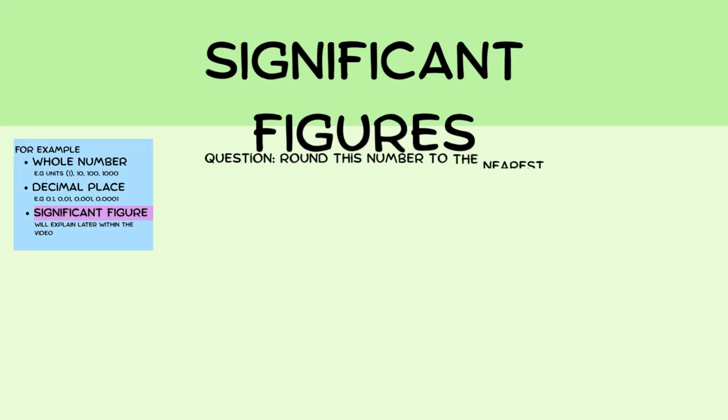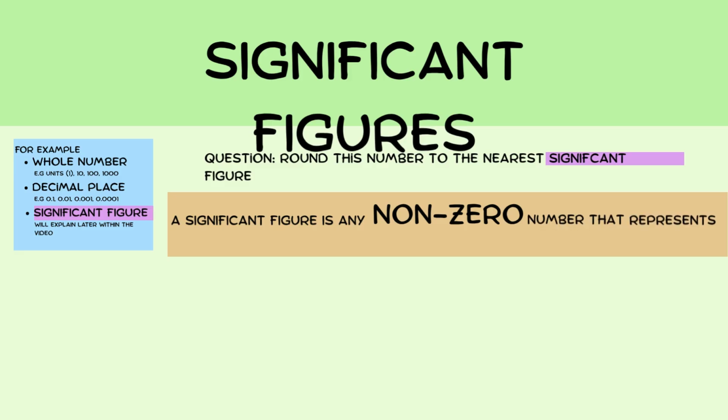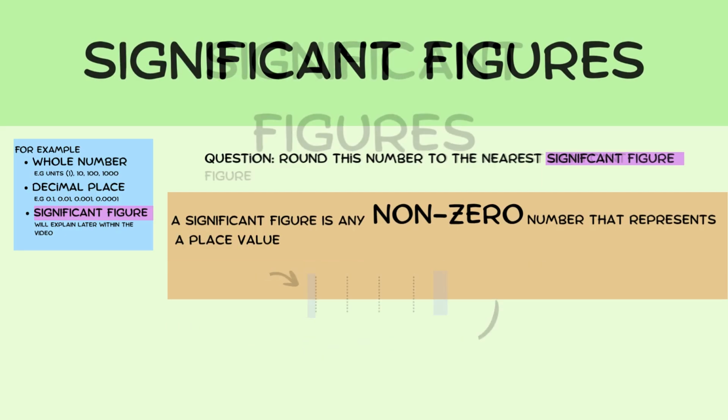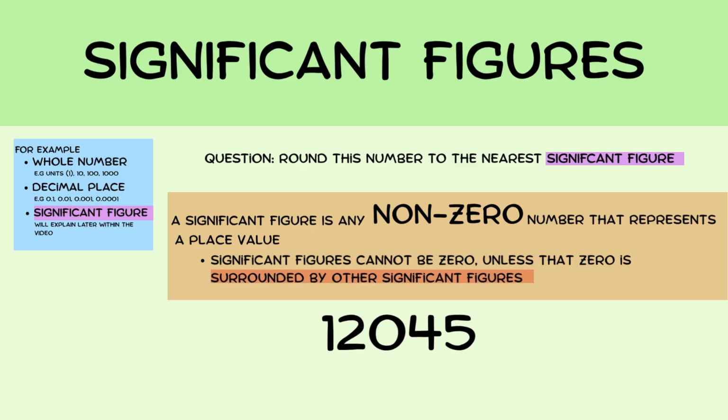Now, if we were asked to round a number to the nearest significant figure, this would be a little different. A significant figure is any non-zero number that indicates a place value. For example, in this number, there are 5 significant figures, to which 1 is the first significant figure and 5 is the fifth. Note that significant numbers can't be 0 unless that 0 is surrounded by other significant figures, like in this case. There are still 5 significant figures.